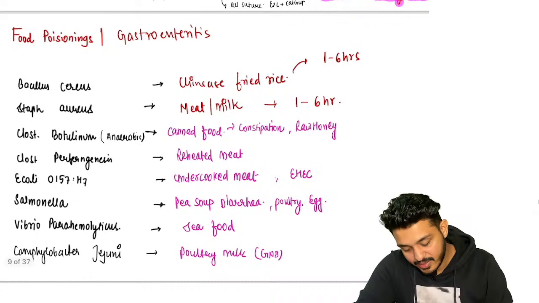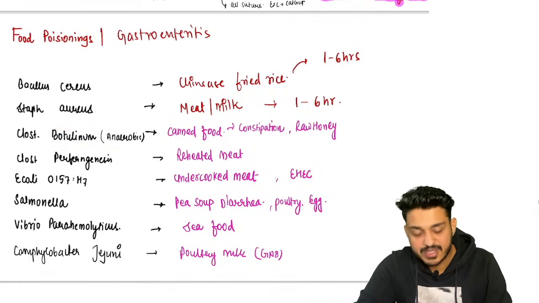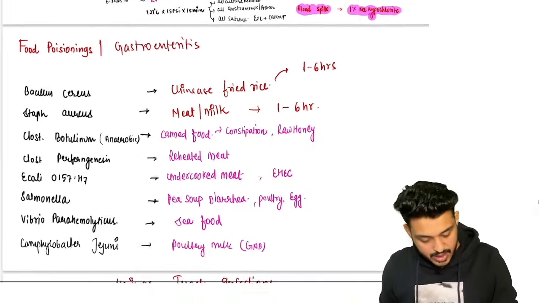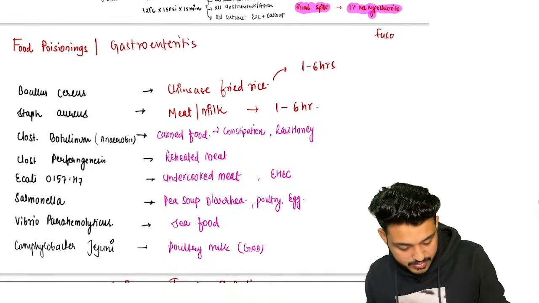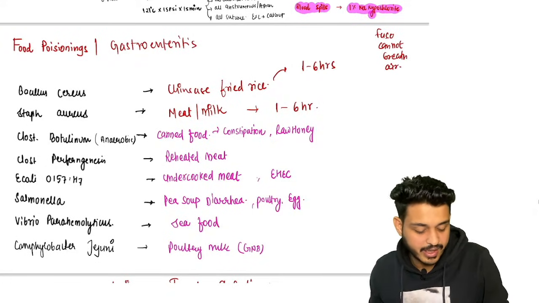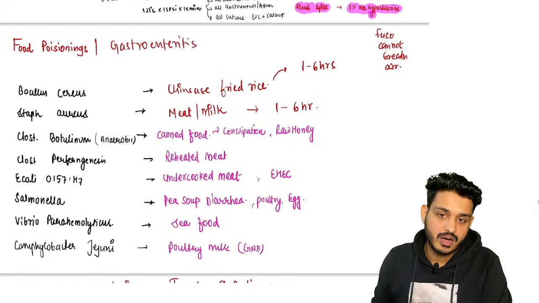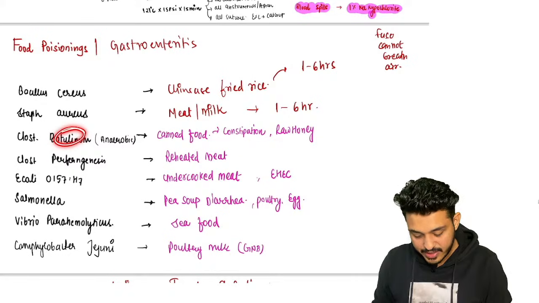Clostridium botulinum. Clostridium is an anaerobic bacteria. What are anaerobic bacteria? An anaerobic example was Fuso, which cannot breathe air. So these are the four anaerobic bacteria: Fusobacterium, Clostridium, bacteroids, and Actinomycetes, right? This is going to be the botulinum.